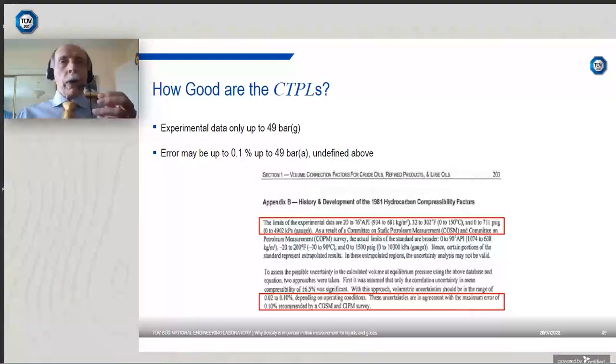Okay, how good are they? Well, the experimental data actually only went up to 49 bar gauge, 50 bar absolute. And the errors were assessed to be 0.1% up to that limit, but undefined above. But the correlations and equations extend to higher pressures. So you're into an area with undefined uncertainties.